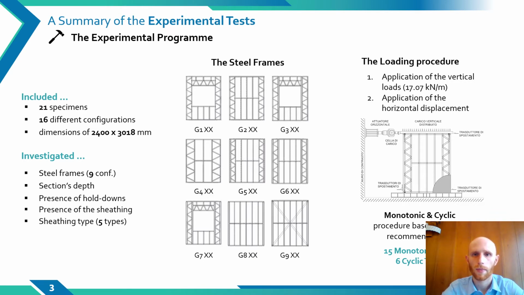As you can see, several bracing systems were taken into account, ranging from the classic solution with diagonal strap to the new trussed solution that may host openings like windows and doors. Both monotonic and cyclic protocols were applied to the walls.